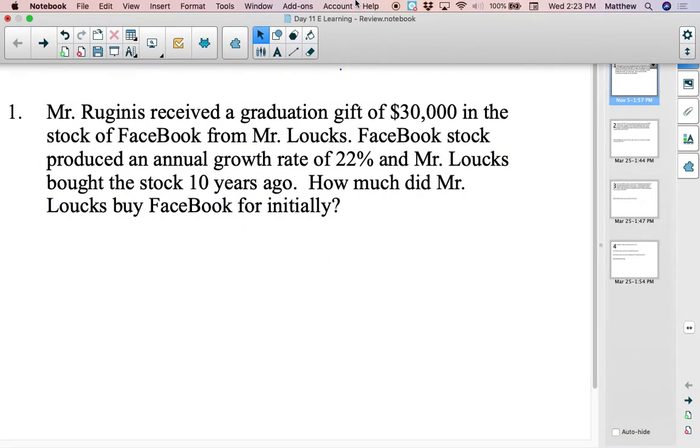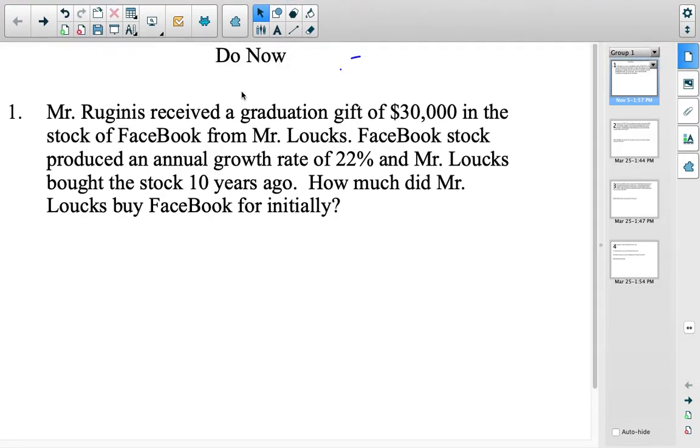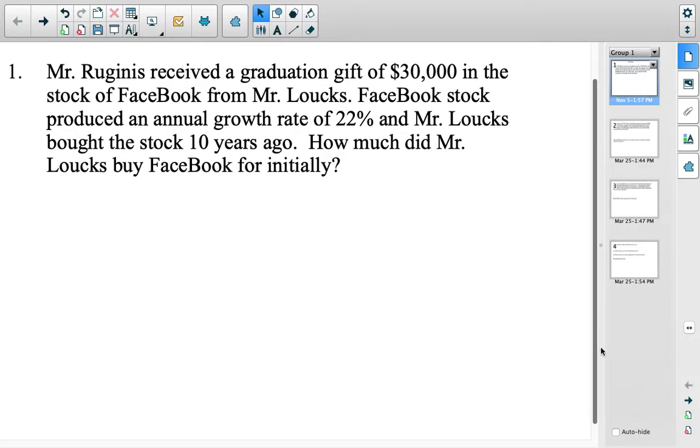Okay, so this is really the last day of compound annual growth rates, dealing with principal amounts and ending amounts. So we've got a do now here. It says Mr. McGinnis received a graduation gift of $30,000 in the stock of Facebook from Mr. Laux. Facebook stock produced an annual growth rate of 22%, and Mr. Laux bought the stock 10 years ago. How much did Mr. Laux buy Facebook for initially?